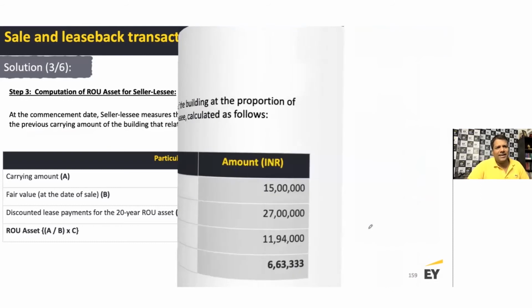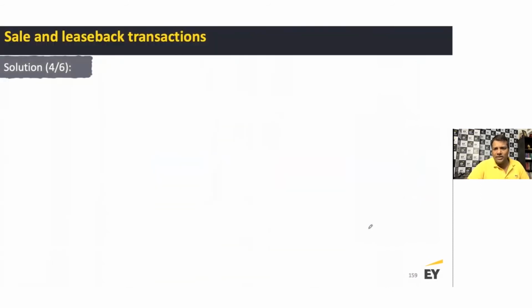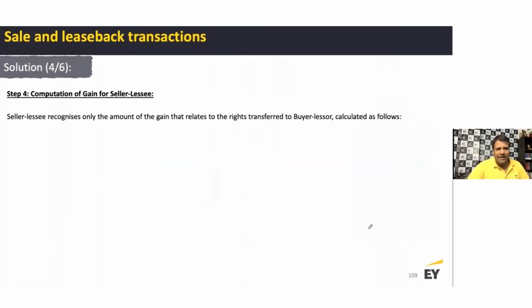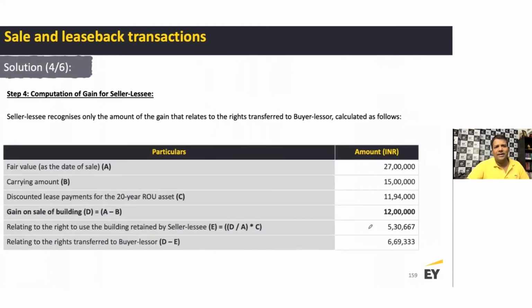And then I need to record the gain. My carrying value was 15 lakh, and my retained value is this much. So how much is my gain on the sale? I'm going to record the gain that relates to the rights transferred to the buyer-lessor. So 27 lakh, and the carrying value was 15 lakh, the rental which I need to pay; all of this information is available.